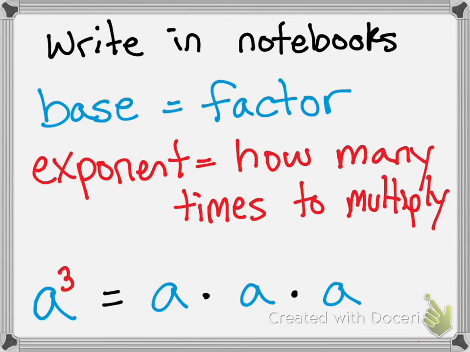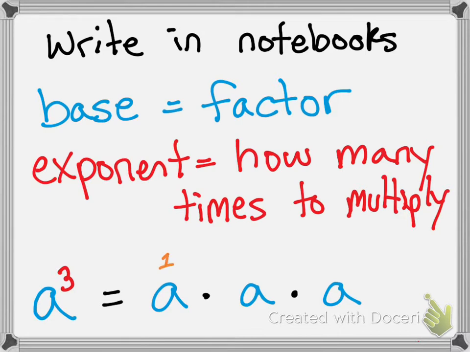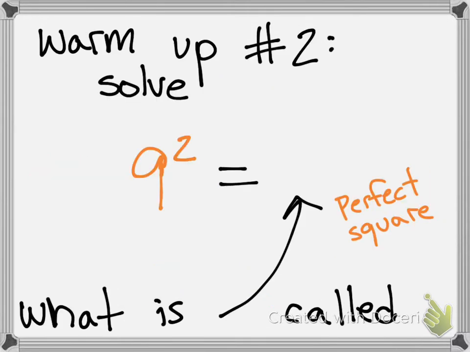The base is called our factor, and our exponent is how many times we multiply that factor. As you can see here as an example, this is called a to the third power because I've got my letter a as my base and that is my exponent, the third. Normally, that's how we write it, a times a times a. We wrote it 1, 2, 3 times with multiplication. So this little part, our answer, is going to be called a perfect square.